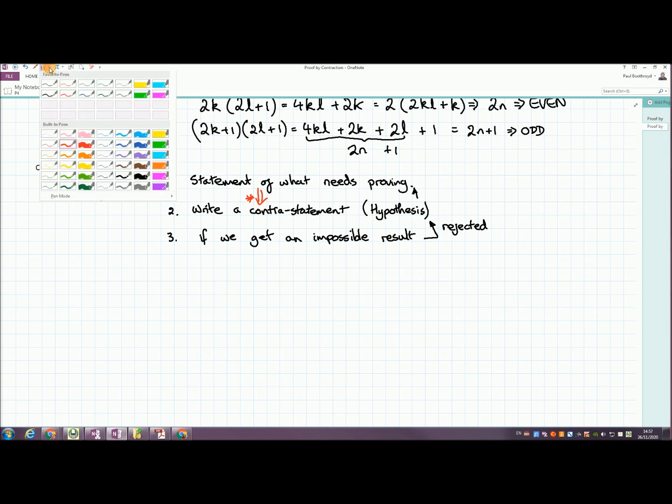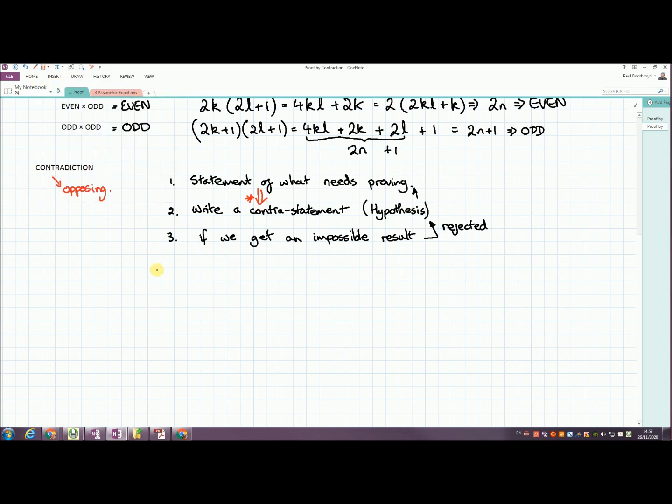So let's start with an example. They want to prove that if the product of A, B is irrational, there's no simple symbol for irrational, then at least A or B was irrational.